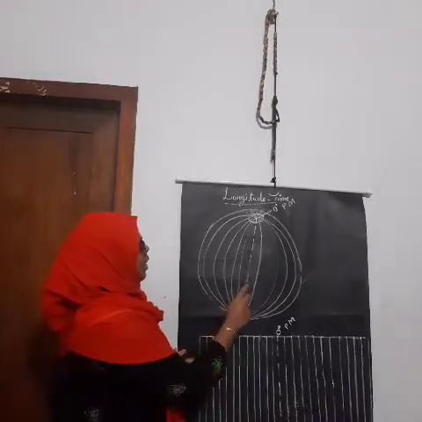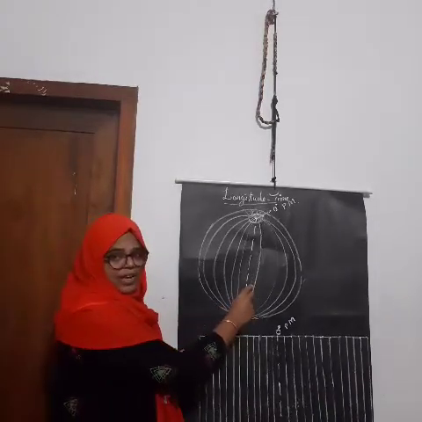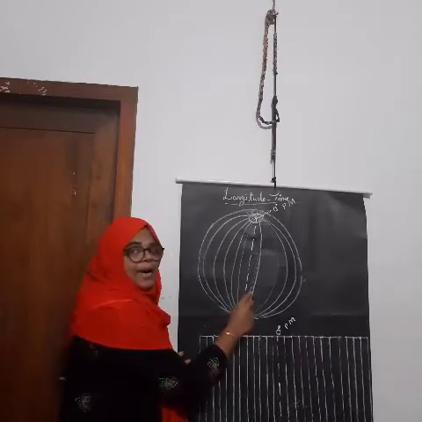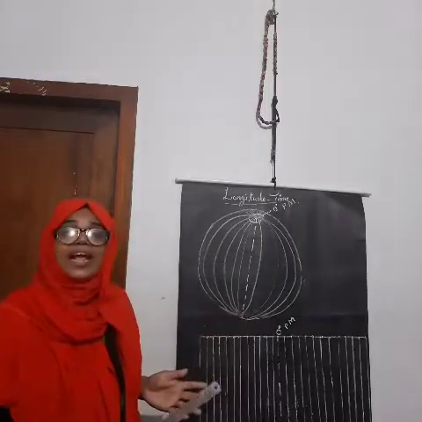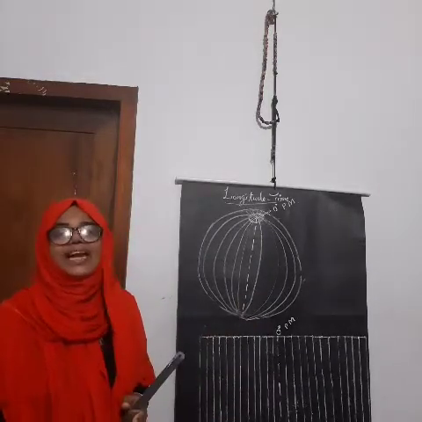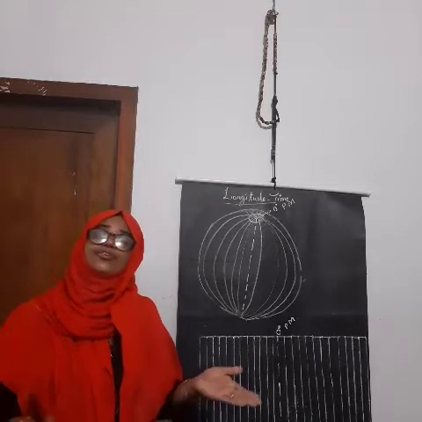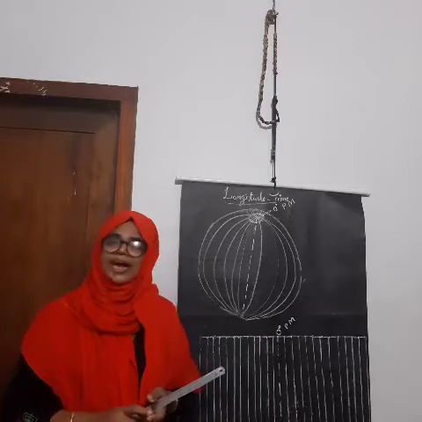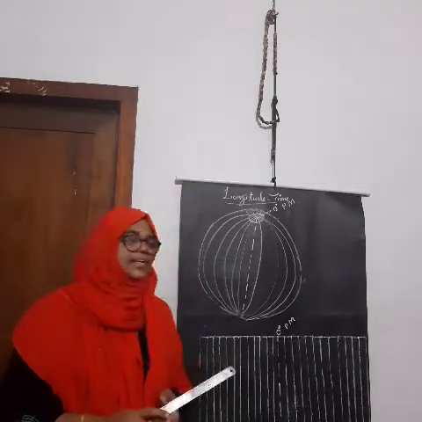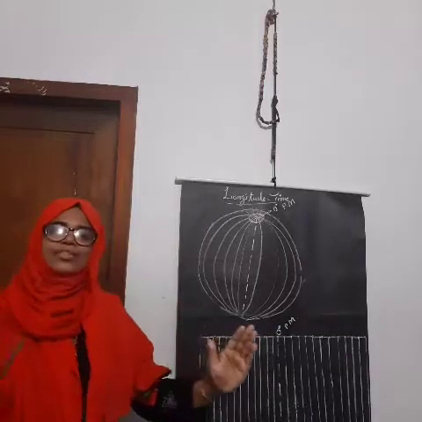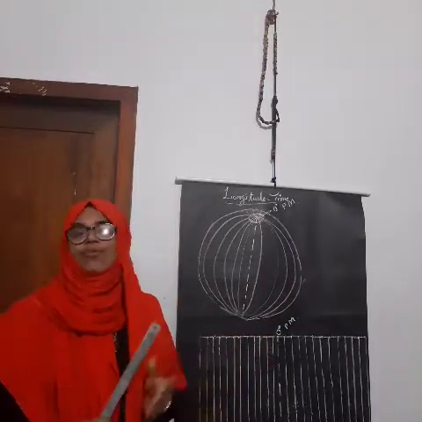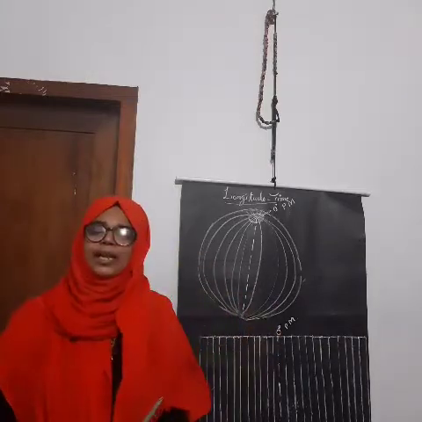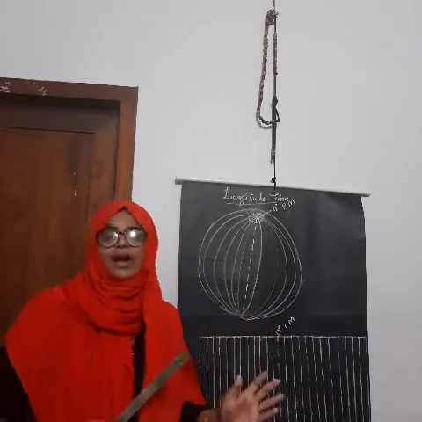So by taking 1 hour, listen very carefully, Earth can complete how much degree? Yes, 15 degree. So 15 into 24, the answer will be 360 degree. Right? Am I right or wrong? Yes, right. So by taking 24 hours, Earth can complete its one spin, that is 1 round.